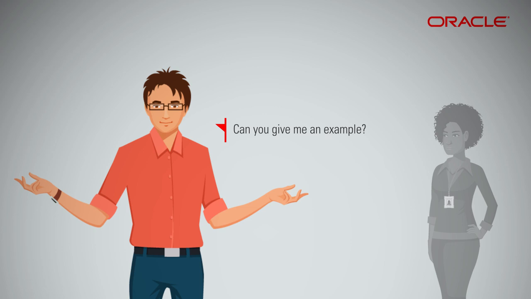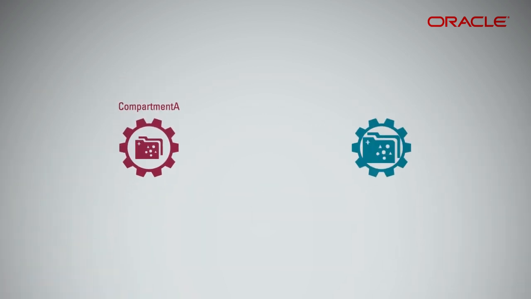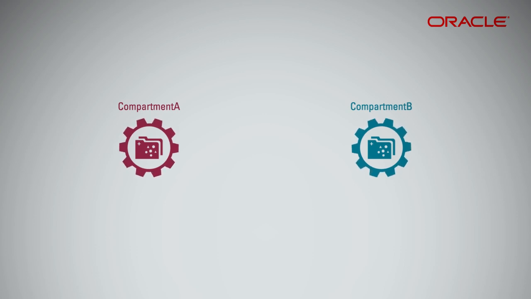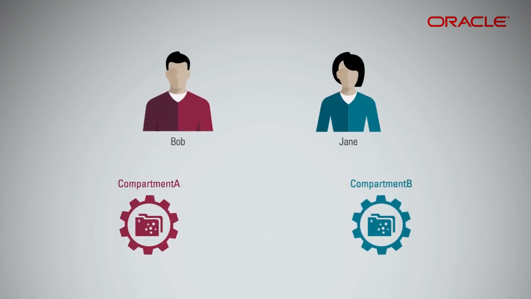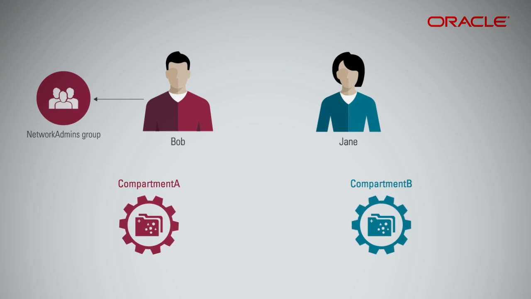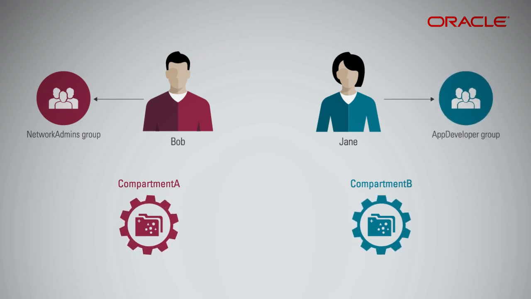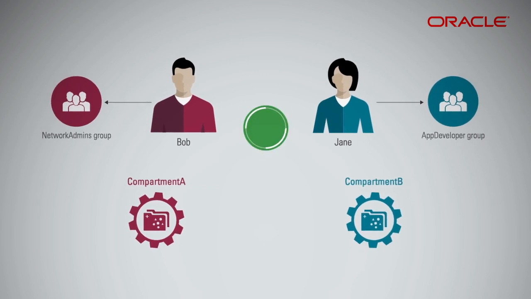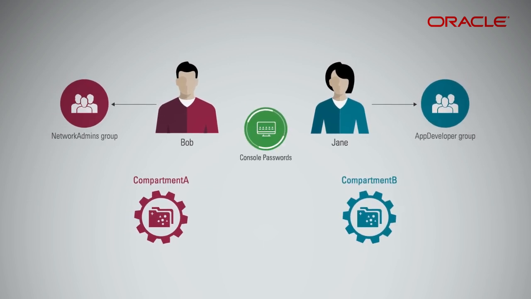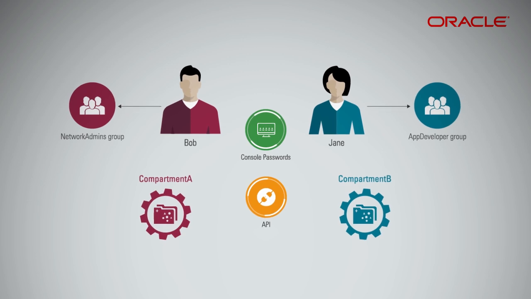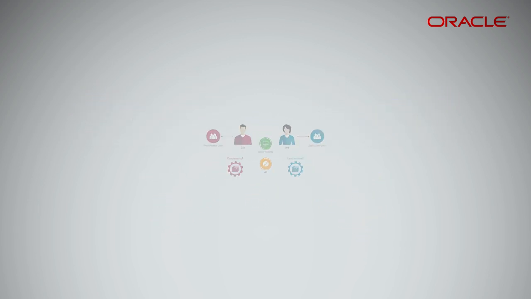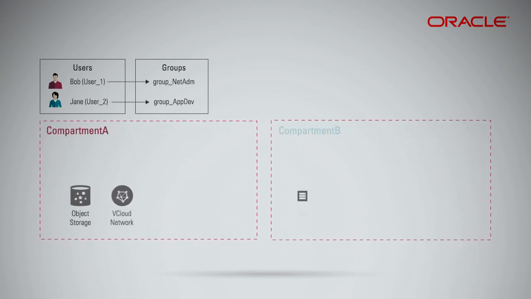Can you give me an example? Here are 2 compartments with certain resources in each. Specific access rules need to be assigned to Bob and Jane. Bob is in the Network Admins group, and Jane is in the App Developer group. For enabling access, Bob and Jane need to be given console passwords to use the web console and/or API signing keys to use the REST API and SDKs. They must also be placed in groups to be given access to cloud resources.